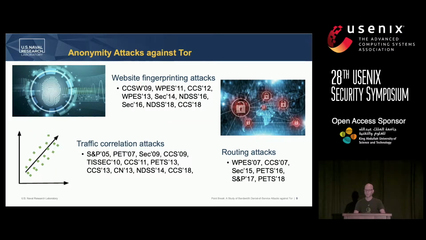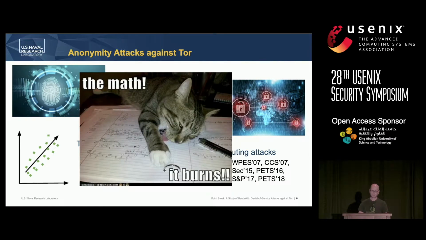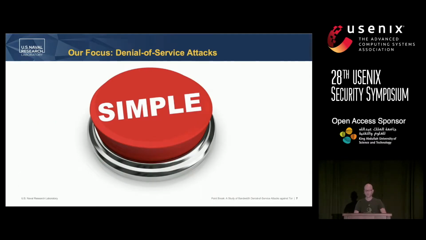Because Tor is popular and used by people all around the world, it's been a target of a lot of anonymity attacks. There have been website fingerprinting attacks, traffic correlation attacks, and routing attacks that have been published over the years and continue to be important areas of research. But some of these attacks are complicated, and math is hard. And so what I'm interested in this work is looking at more simple denial of service attacks that can also have a dramatic effect on the network.